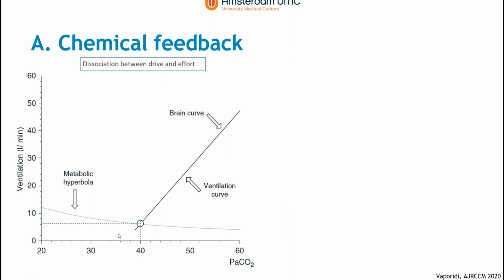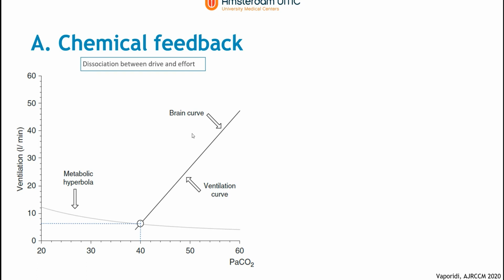However, under certain conditions, a dissociation may develop between respiratory drive and effort. So there's a dissociation between what the brain wants and what the respiratory muscle pump delivers. So what the brain wants, right here, is the brain curve. What the respiratory muscles deliver is your ventilation curve. And you will say, well, I only see one curve. That's right, in a healthy subject.